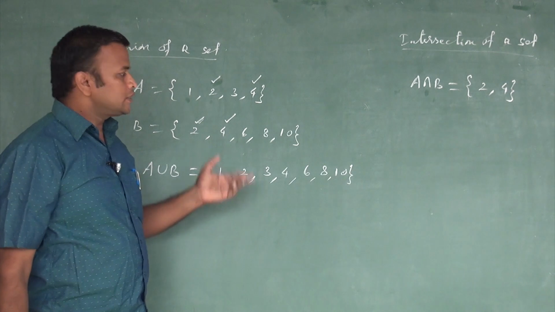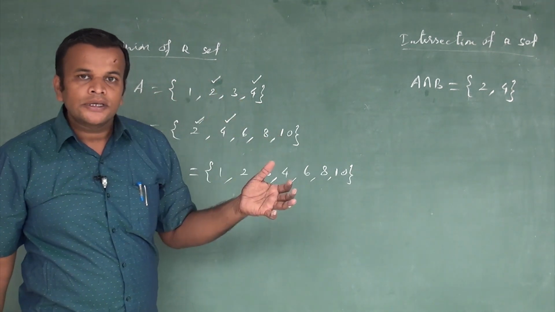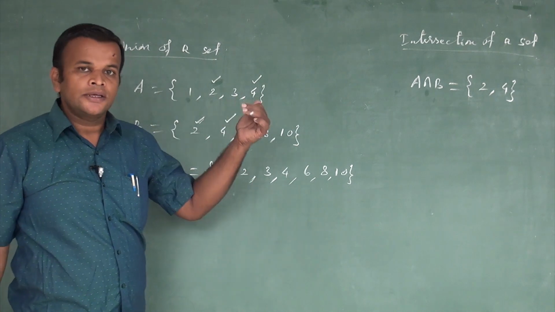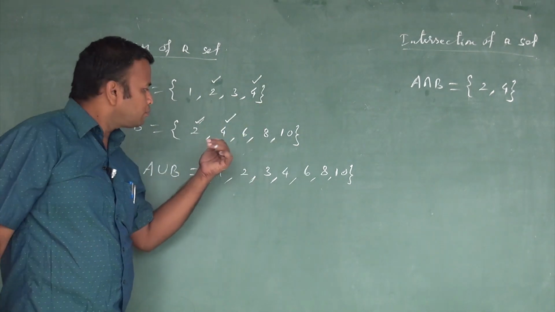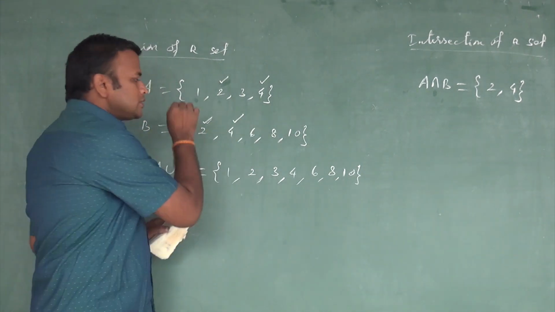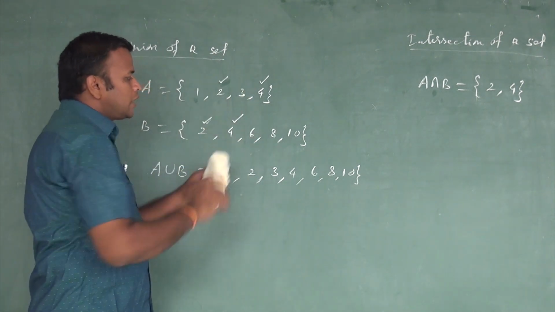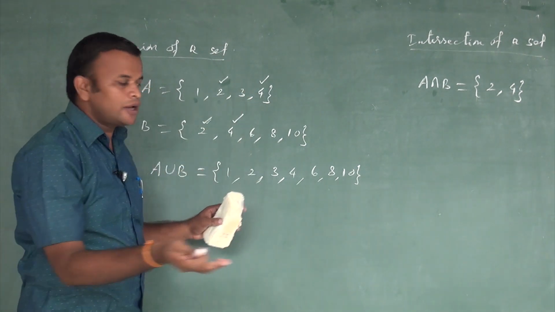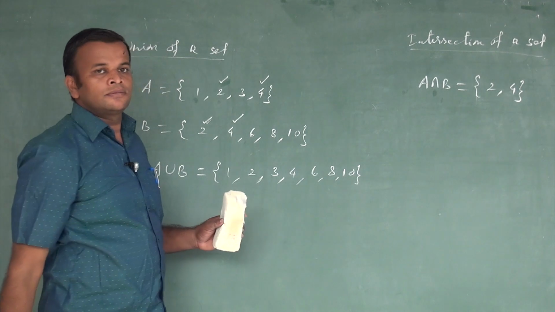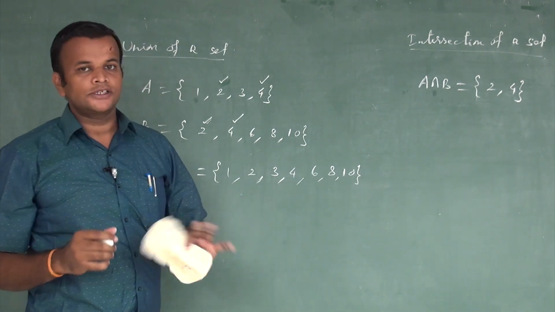What is the reason the number 3 does not occur in A intersection B? Because the number 3 lies in A but not in B. Also the number 6 lies in B but not in A, so we leave out the element 6. In the same manner we leave out 8 and 10. So this is the working rule to find the intersection of any two sets.